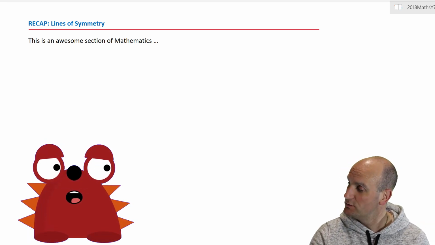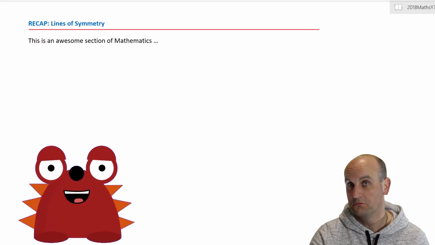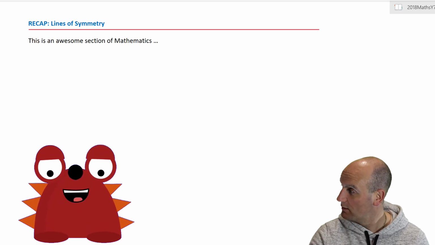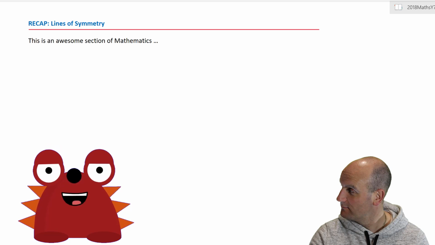Over to you. Well, a line of symmetry is really easy. Imagine taking a shape and cutting it in half so that when you fold it over, both sides fit perfectly beside each other.